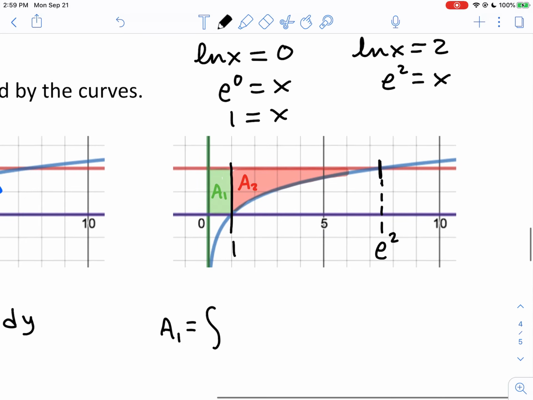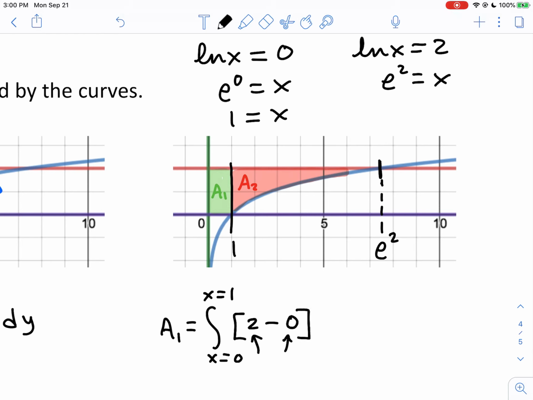Okay, now let's go back and finish this out. Area 1, we're integrating from x equals 0 to x equals 1. So I'm doing vertical strips. Everything should be in terms of x. For area 1, the upper is a horizontal line, y equals 2, minus, and then the purple is the horizontal line, y equals 0. So it's a constant function of x and a constant function of x. And then we have the dx.